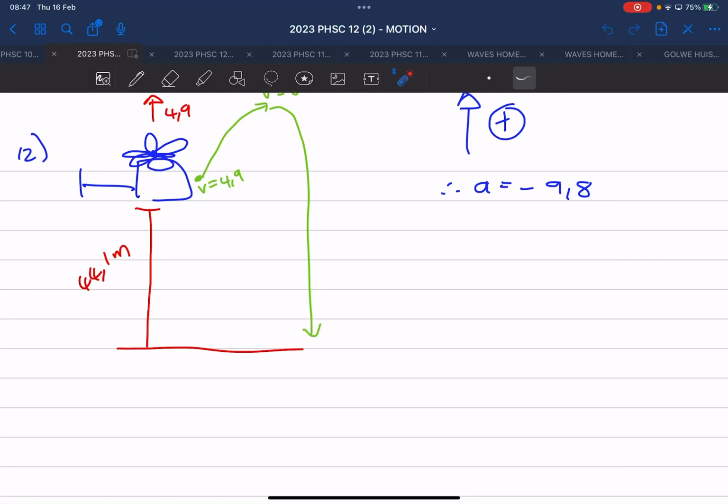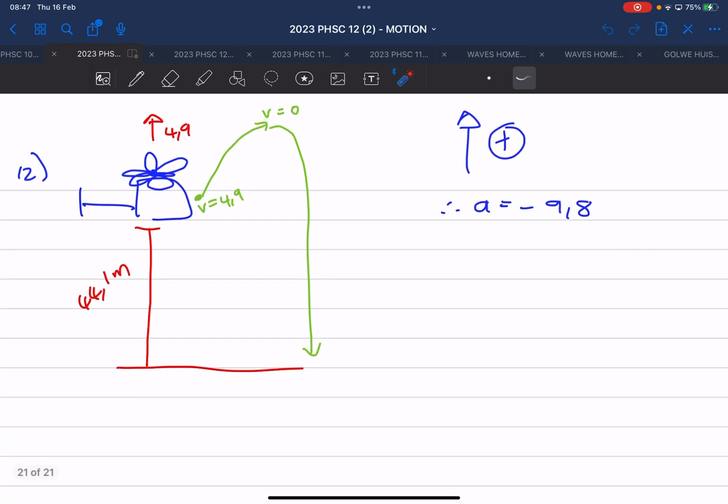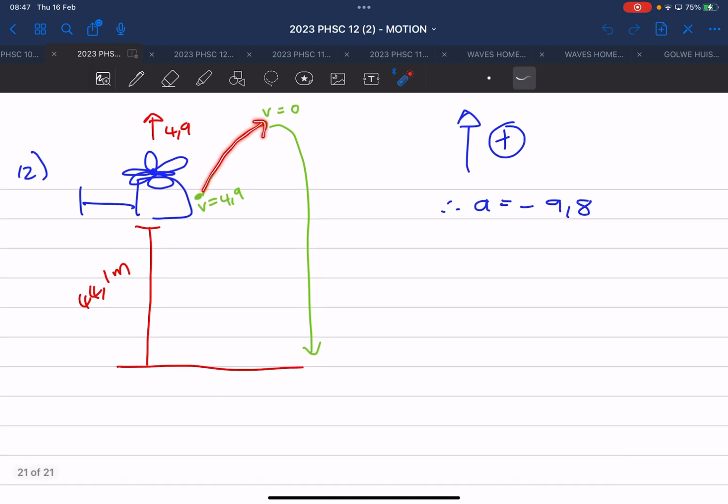So you could have marked your work everything wrong. Okay, let's look at it. It says, what is the maximum height that the object reaches? Okay, so maximum height is there.